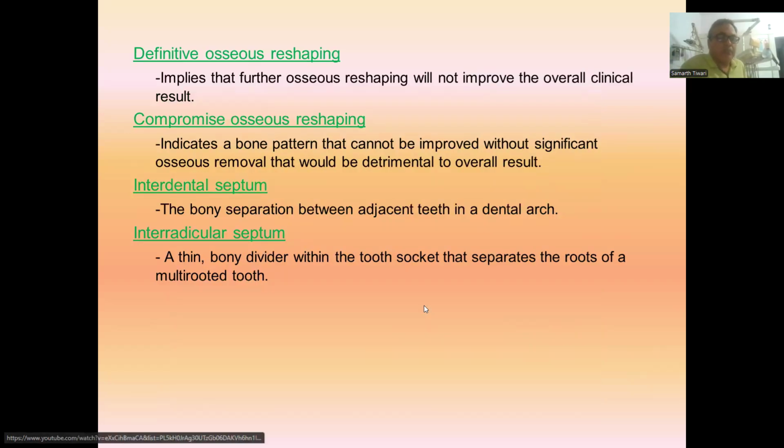Definitive osseous reshaping implies that further osseous reshaping will not improve the overall clinical result. Compromised osseous reshaping indicates a bone pattern that cannot be improved without significant osseous removal that would be detrimental to the overall result. Interdental septum, the bony separation between adjacent teeth in a dental arch. Interradicular septum, a thin bony divider within the tooth socket that separates the roots of multi-rooted teeth.